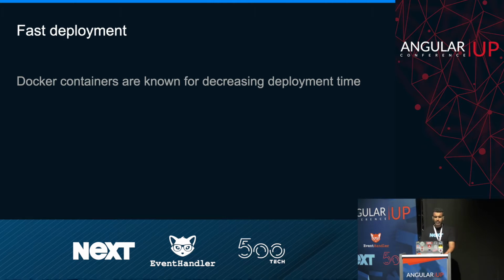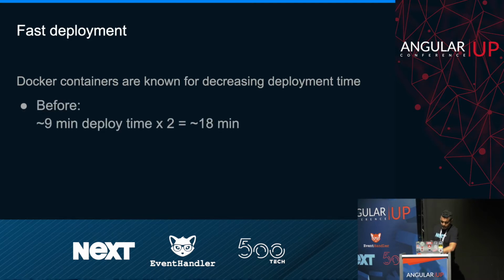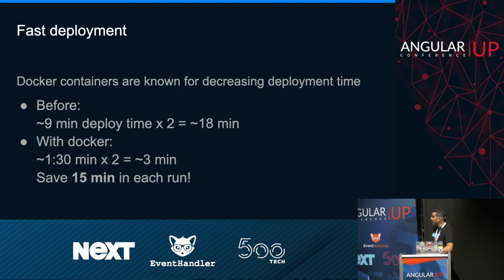Fast deployment. Docker containers are known for decreasing deployment time. We recently switched to a Docker deploy in one of our services. Let's see the result. Before Docker, in our pipeline, we had 9 minutes to deploy to production and 9 minutes to deploy to staging, in total 19 minutes. With Docker, the deploy time was 1.5 minutes, so it's 2 minutes. So it saves us 15 minutes in each one.